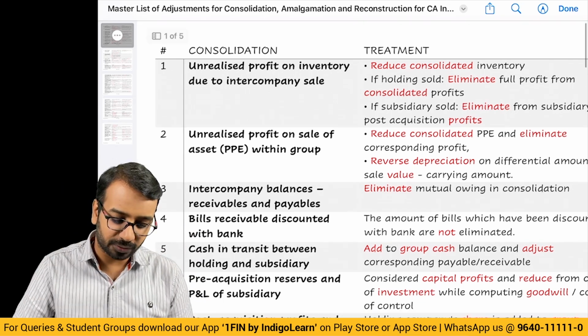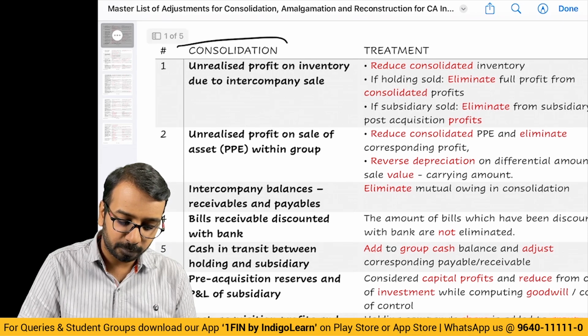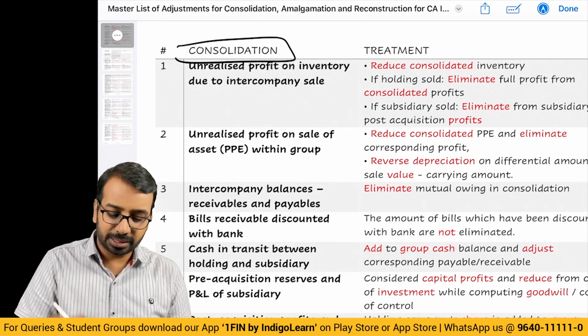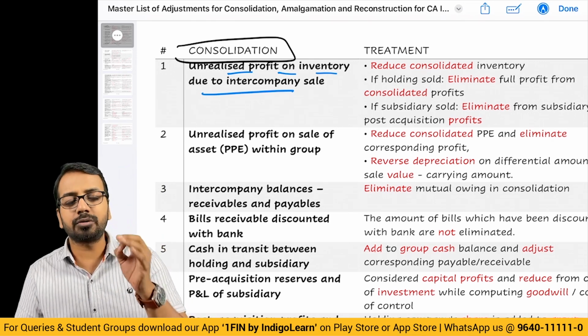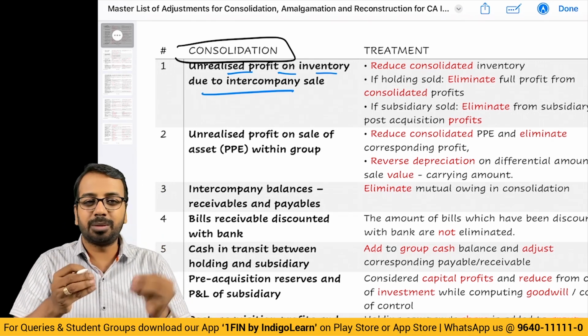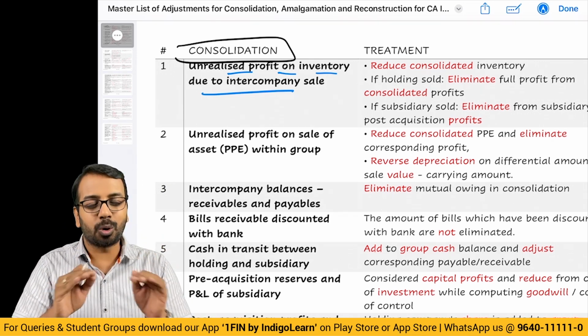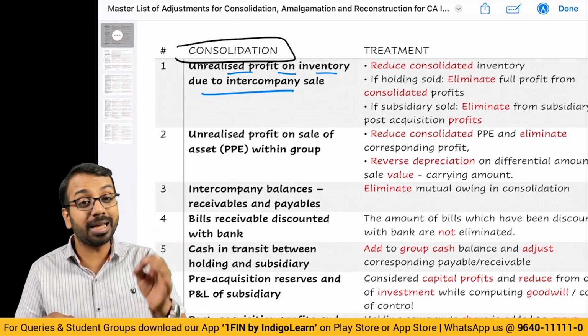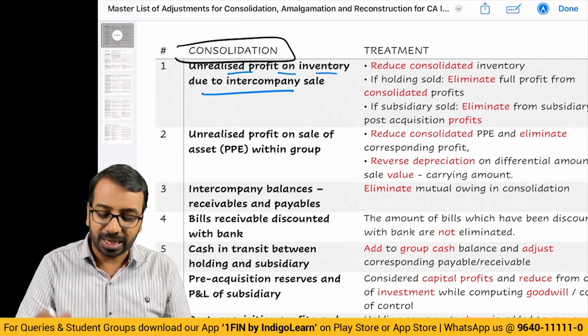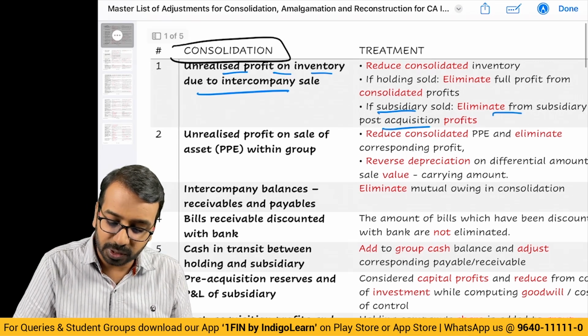So without wasting much of our time, coming to consolidation, common adjustments: you get unrealized profit on inventory sale. Now here, a lot of students get confused as to what to do in upstream, downstream and all of that. Just ignore all of those fancy technicalities. Just think who has sold. If holding has sold, reduce from holding profits. If subsidiary has sold, eliminate from subsidiary's profit.